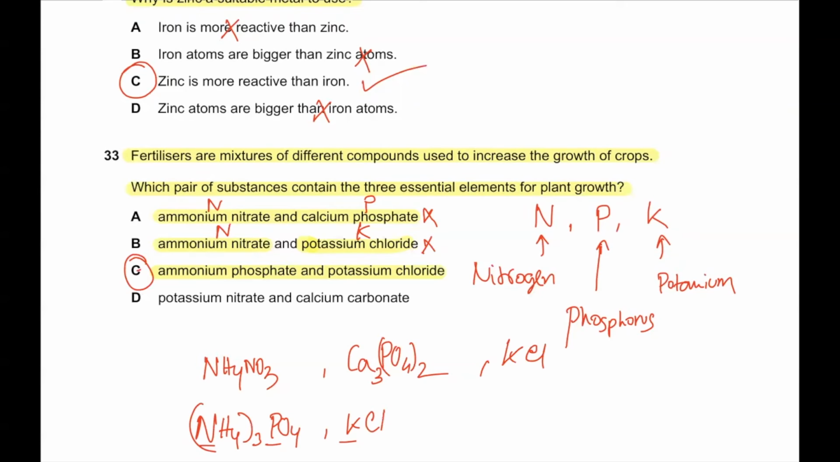Potassium nitrate and calcium carbonate. Calcium carbonate does not have any essential minerals. Potassium and nitrogen are present in D, but C is the correct answer. Question number 33, C is the correct answer.